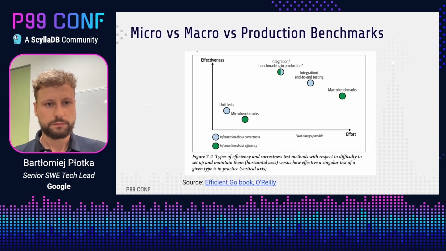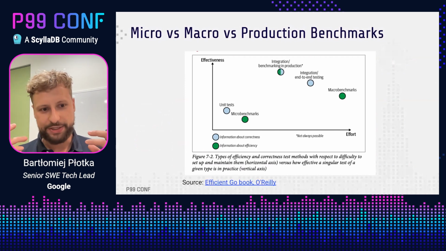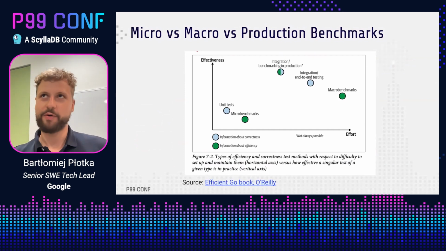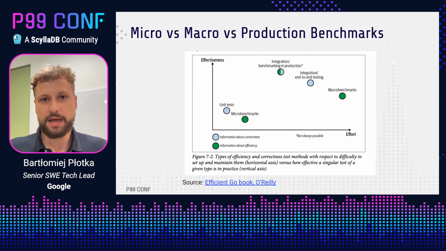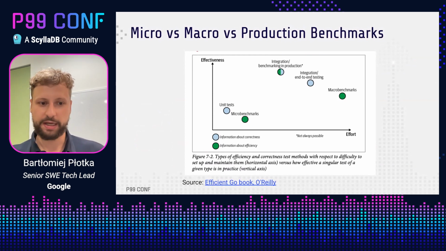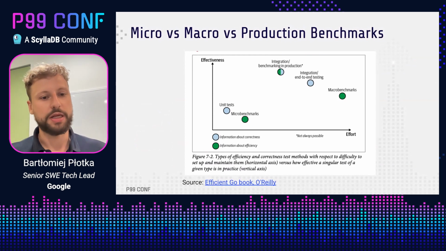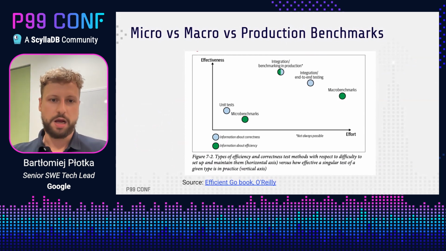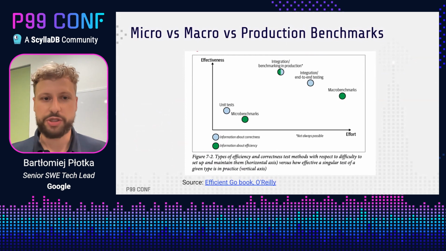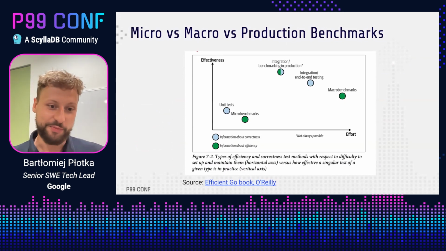So this is what this summary could look like, and this is what I presented in my book as well: you could compare micro benchmarks, macro benchmarks and production benchmarks to functional testing, because at the end, benchmarking is just testing performance and functionality. So micro benchmarks are similar to unit tests. Macro benchmarks are like integration end-to-end tests, and production benchmarks are like testing on production.